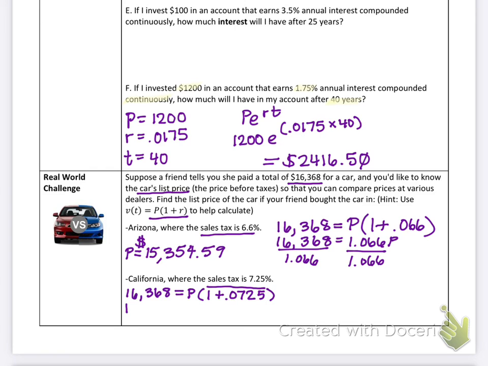We can do the same thing with California and see what the list price is in California. And we would do the same steps. We would just divide by the rate. And so the list price in California is very similar, $15,261.54. Again, you paid a little bit more in taxes, and that's why a lot of people sometimes buy out-of-state cars because they don't want to pay so much in taxes for a specific state.